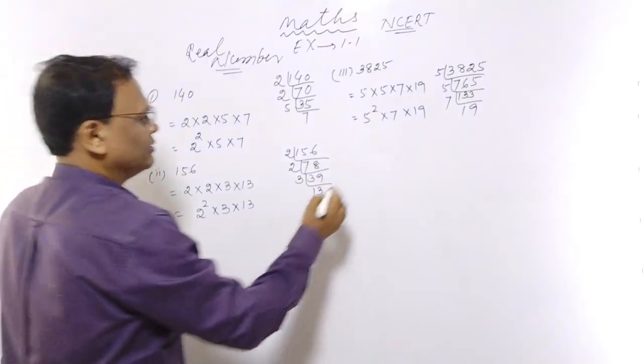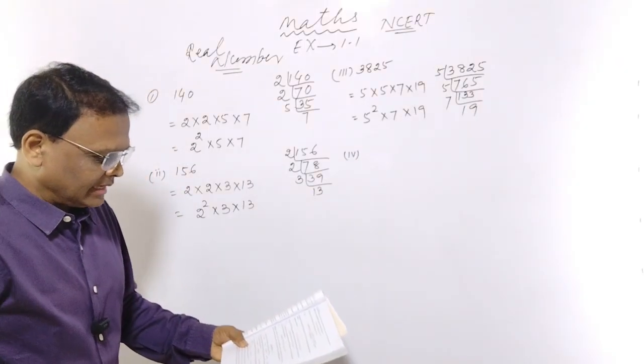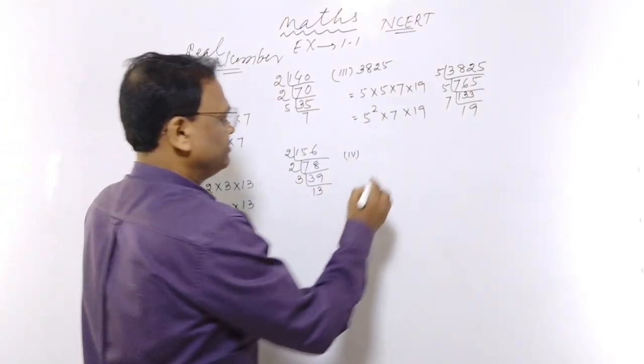Okay, now the fourth one. What has he given? He has given 5005.